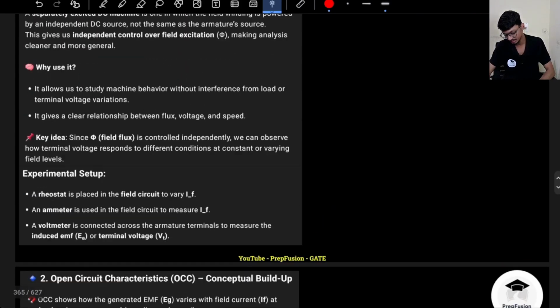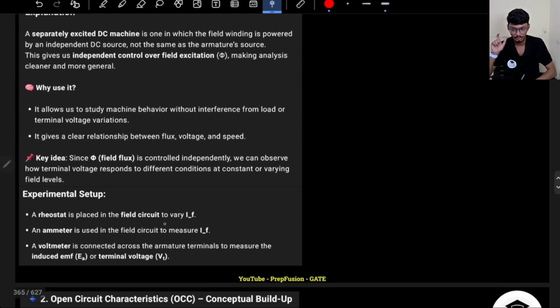So this is the experimental setup. A rheostat will be placed in series with a field circuit to vary the field current IF. An ammeter is used in the field circuit to measure IF. A voltmeter is connected across the armature terminals to measure the induced EMF EA or terminal voltage VT. So these are basically the connections, right?